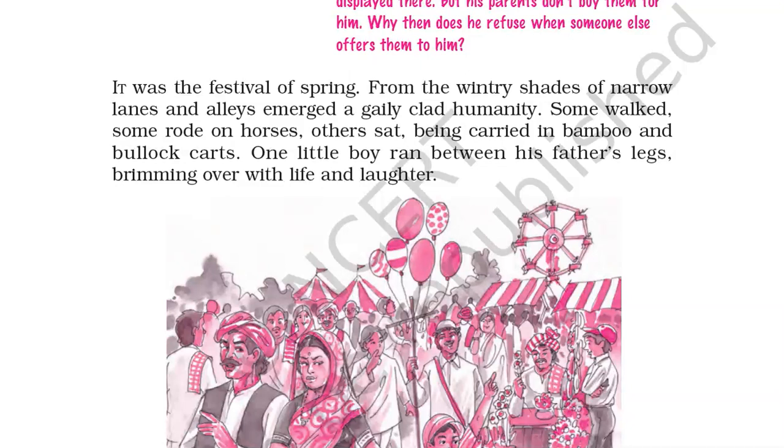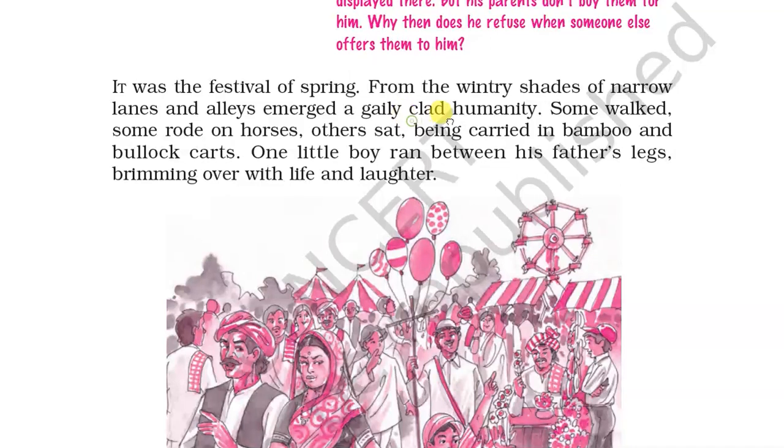Gallery is shining, flashy clothes. Gallery means shiny and flashy clothes. And clad here means dressed. Clad means costumed or dressed. Humanity, crowd of the people. From the wintry shades of narrow lanes and alleys emerged a gallery-clad humanity. It means the people are coming out from different streets onto the main road.